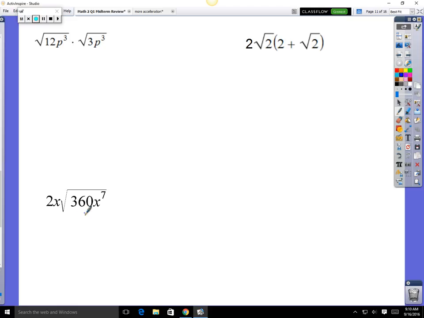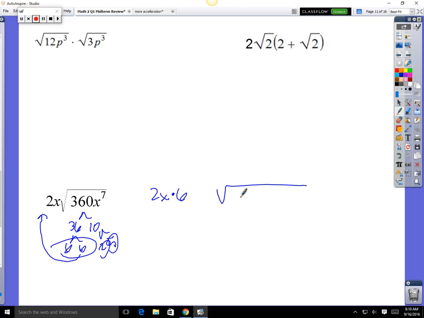Let's break it down. 360 is 36 times 10. 36 is a perfect square. There we go. 10, there's no squares in 10, just a 2 and a 5. So I'm going to take a 6 out. So the 2x times 6. And I'm going to leave the 10 in.